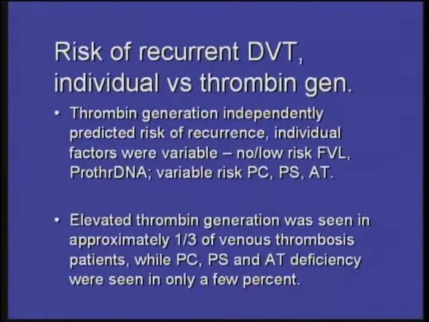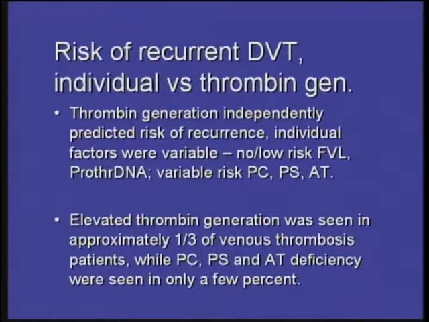Well, maybe that person isn't at risk. That's sort of what the question is. So, risk of recurrent DVT: thrombin generation independently predicted risk of recurrence. Individual factors were variable. There was really no or low risk associated with factor V Leiden and prothrombin DNA for recurrent venous thrombosis. Variable risk depending on the study you looked at for protein C, protein S, and antithrombin deficiency.